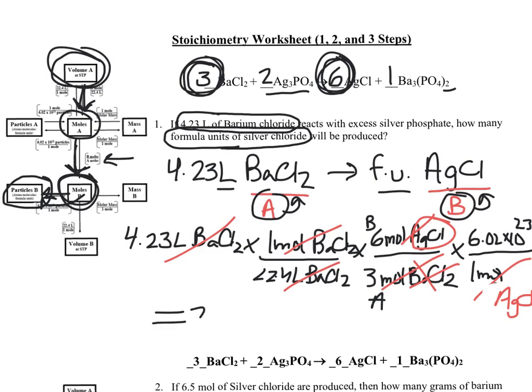get our answer, you should end up with about 2.27 times 10 to the 23rd, and that is formula units of AgCl. All right, if you're not getting that number or close to it, check with your calculator, make sure you are putting it in correctly. But otherwise, you should be getting right around there, 2.2 something times 10 to the 23rd. All right, so that was problem 1.